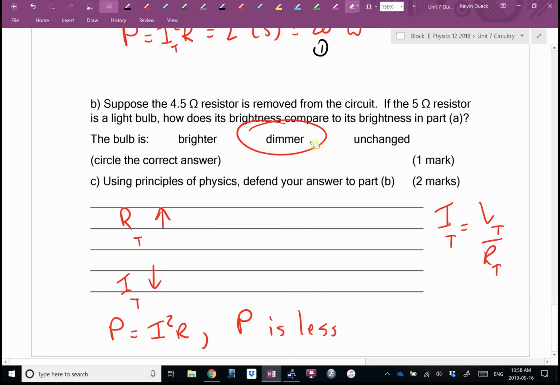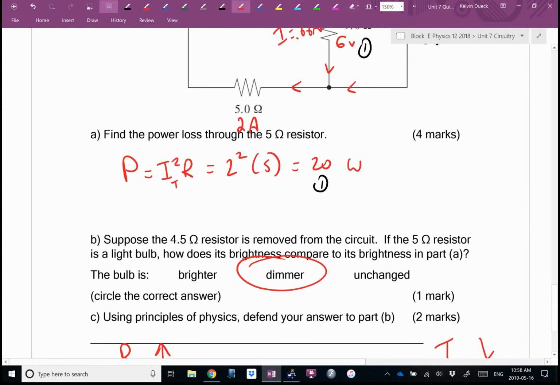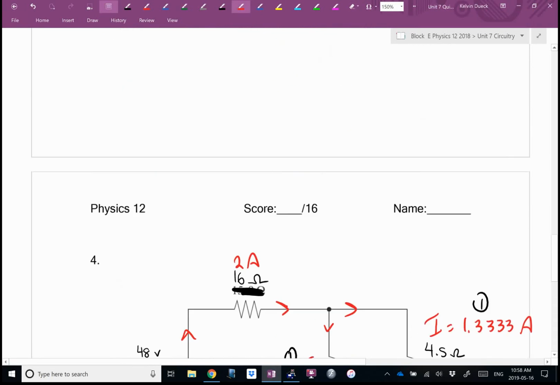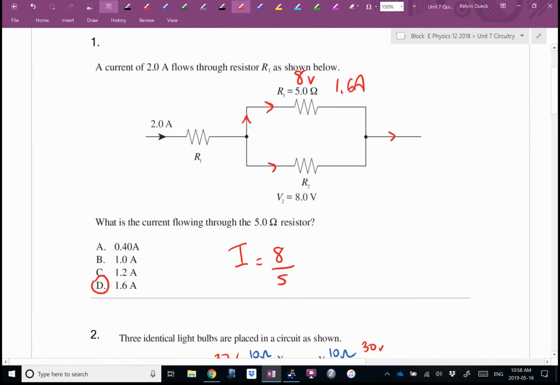If you got that, 1 mark. If somewhere you mentioned that R total increases and I total decreases, that's what I would need to see for 2 marks. Or you could just crunch it. If you physically crunch the numbers, anybody just crunch the numbers and find the new power? No one did. Oh, okay. I would give you full marks for that method, and you would find that the answer was less than 20. It's probably like 17 point something. Okay. Can you give yourself a lovely score, please, on your quiz out of 16, please?